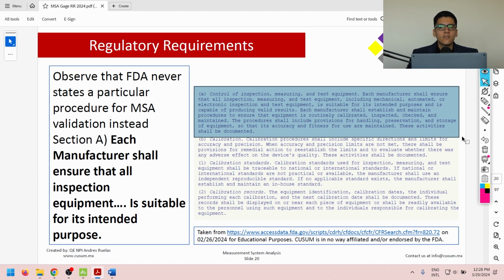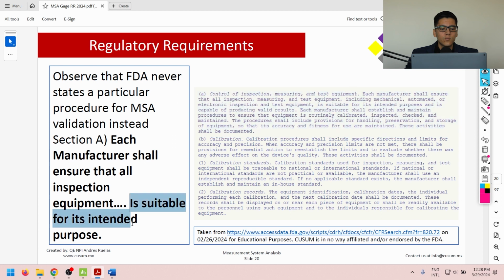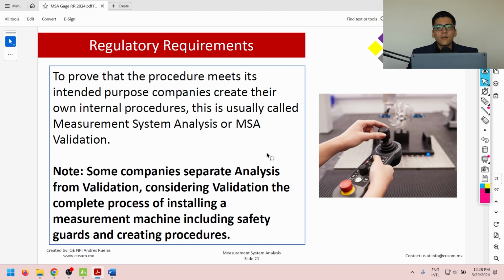Instead, FDA tells us that each manufacturer shall ensure that it is suitable for its intended purposes. And by doing so, they must create internal procedures that allow this to occur, but they do not tell us how. Now, to prove that a procedure meets its intended purposes, companies create their own internal procedures.